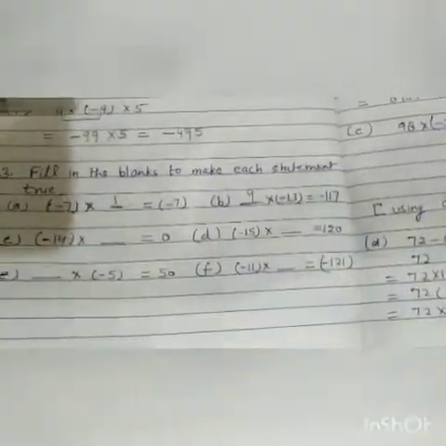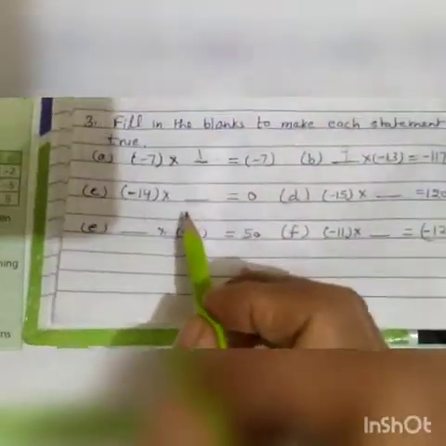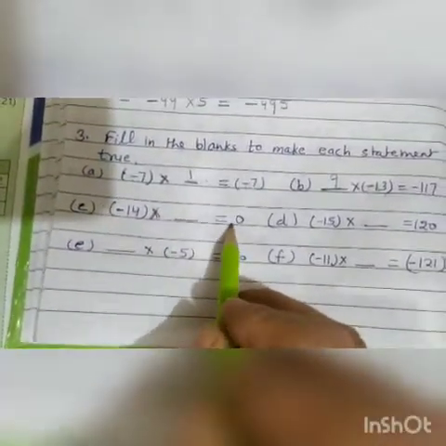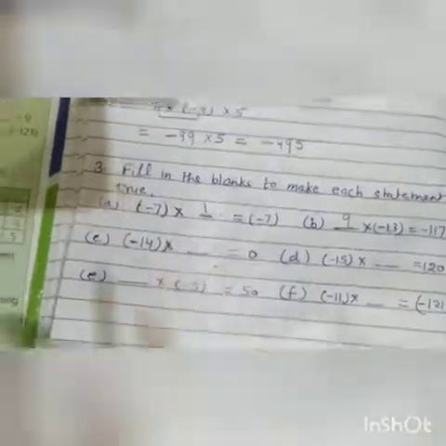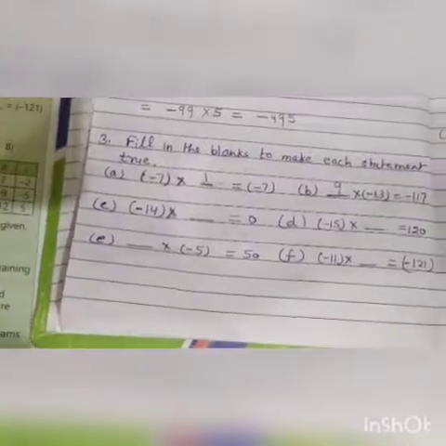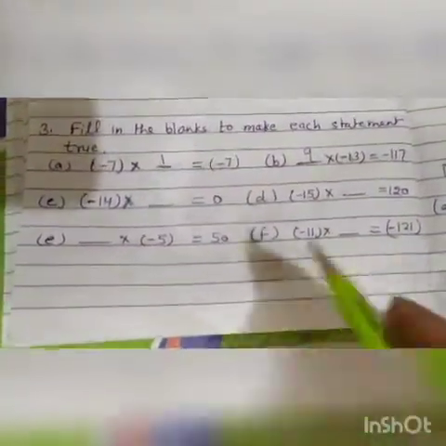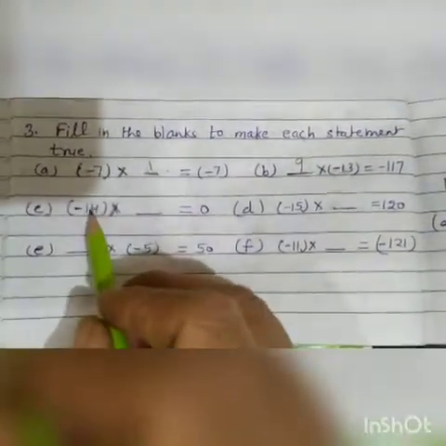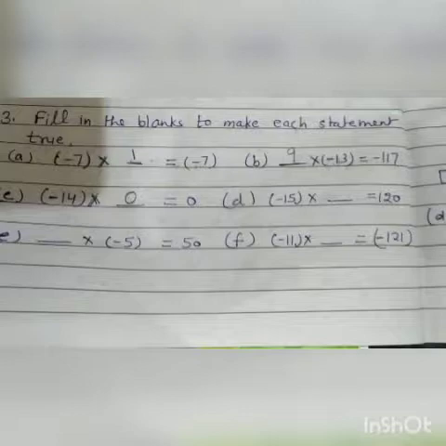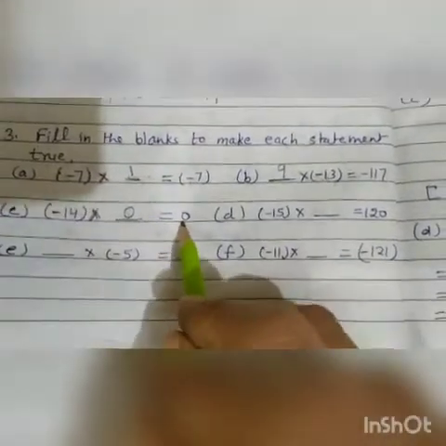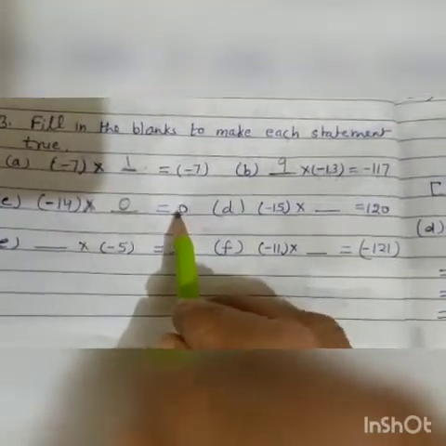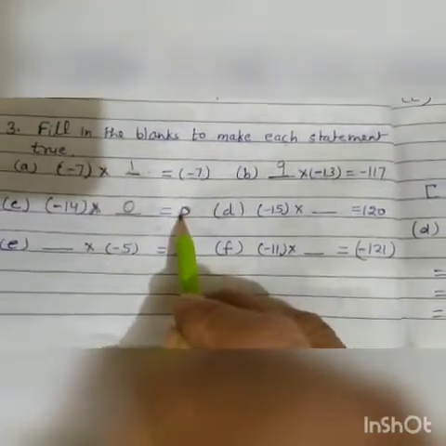We can check our answer. Now come to the next part. Minus 14 should be multiplied by which number so that we get product 0? I think I already told you about multiplication by 0. When we multiply any integer by 0, we get 0 as the answer. So minus 14 should be multiplied by 0. 14 times 0 is 0. 0 is never written with a minus sign or a positive sign. 0 is written only as 0.